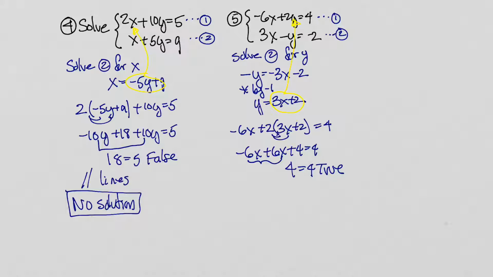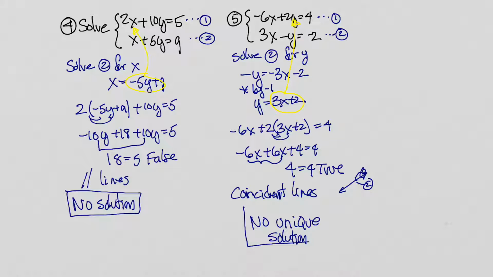Now what we've done here is we've eliminated all the variables and we're left with a true statement. That means that we have coincident lines. And coincident lines just means one line is right over the other line. They just blend together. And that means we have no unique solution. So here's a system that has infinitely many solutions.